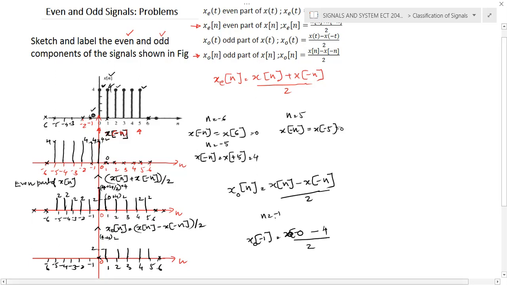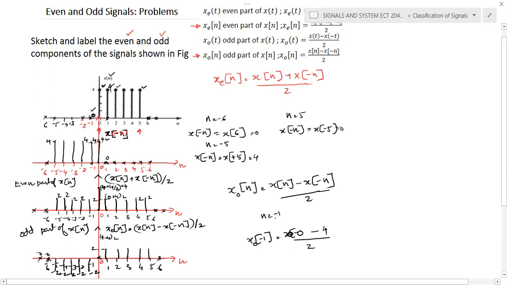So you'll get -2. So make sure that the signal amplitude is negative, or the opposite of x of 1. Similarly, if you calculate for other values, you will get x of -2 here also, and here also you'll get -2. From 6 onwards, you will get 0, 0, 0, etc. So we got the odd part of x of n, and even part of x of n.